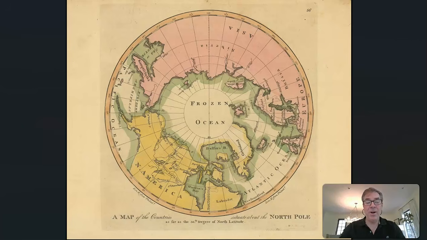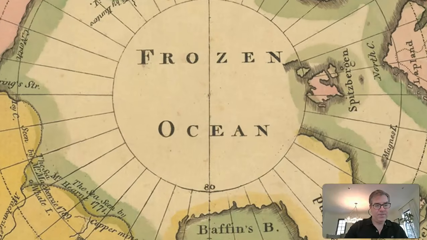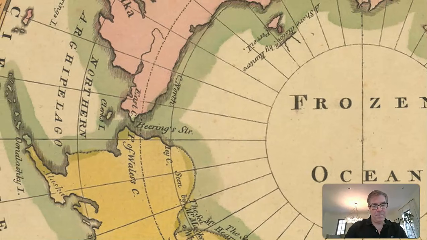And you can see what we now know as modern day Alaska, with a small strait between it and Russia. And you can see here the strait, and now it's known as Bering Strait. This is the strait we know of today.